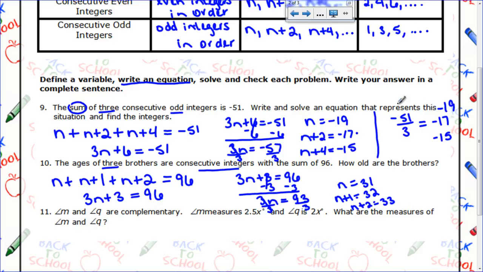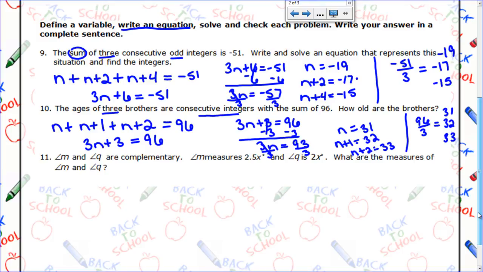Now this trick up here will also work. It's just a little different with consecutive integers. I take my sum of 96 and I divide it by 3 because there's 3 brothers. And that gives me 32. Well, that's the brother in the middle. So the younger brother's 31, the older brother's 33.